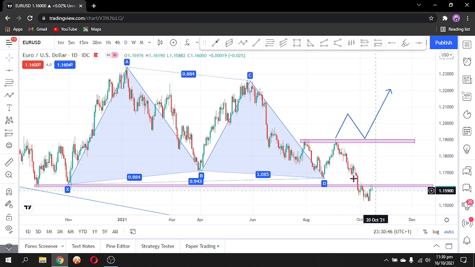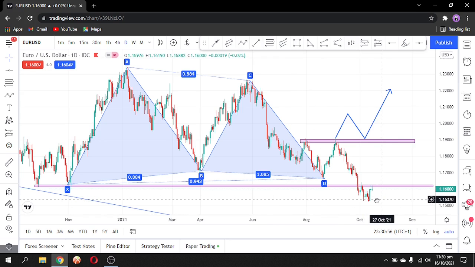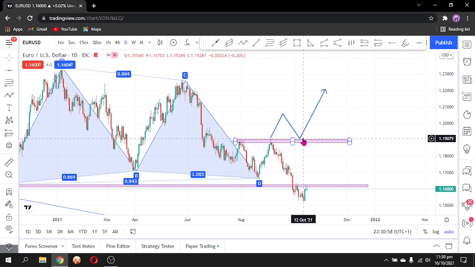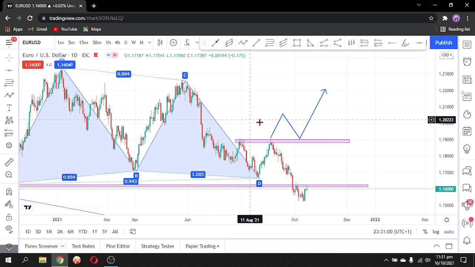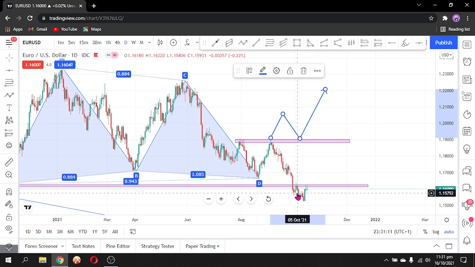Recall that price broke a monthly bearish resistance and then formed a harmonic pattern on the daily time frame. It should have continued going up, but it didn't. Price respected this resistance and went bearish.